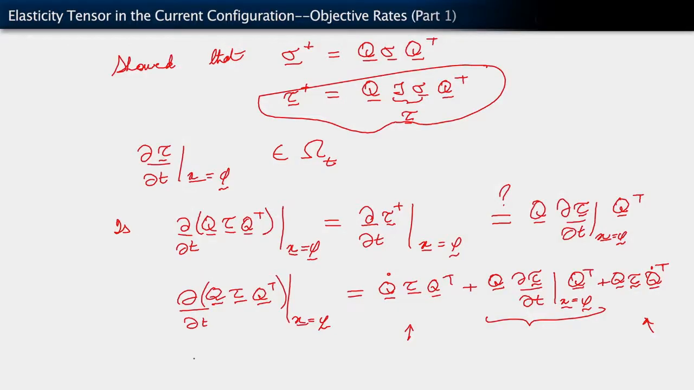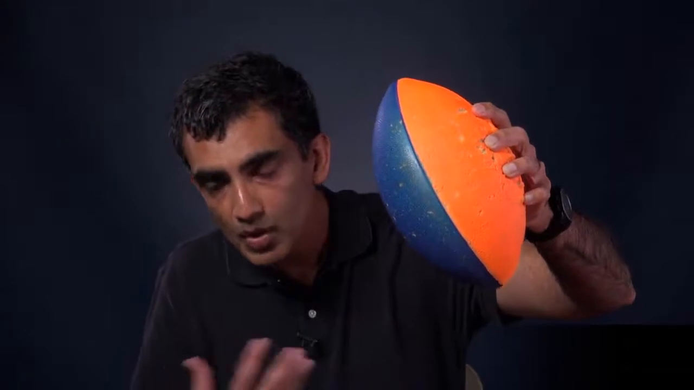However, what we do not know is what happens with the rate at which tau is changing. When we compute this rate, we see that we get extra pieces, and in particular, those extra pieces depend upon the rate at which we're applying this rigid motion. So the components of the stress tensor do not transform in an objective manner anymore when we are computing their rates.